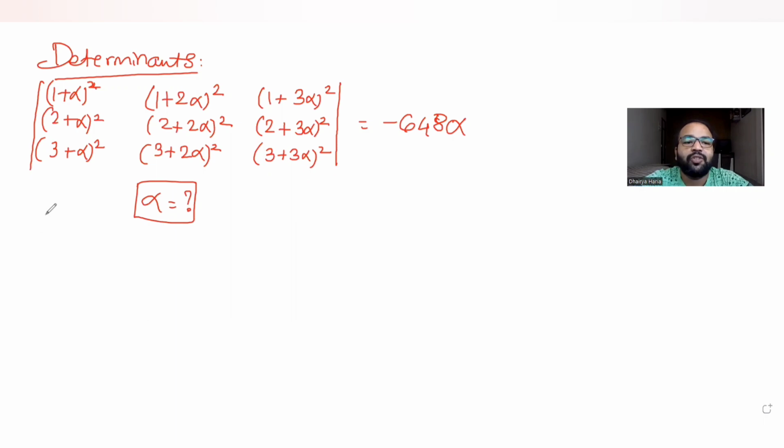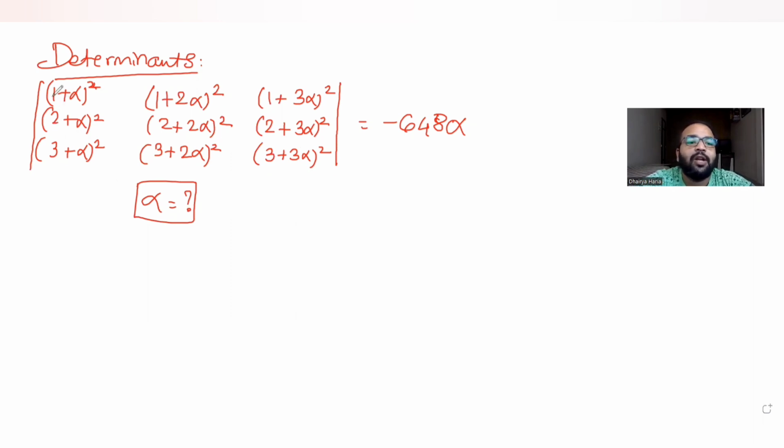Let's see today's question. So today's question is from the topic of determinants. And in this question, we have been told that the determinant of these 9 elements is equal to minus 648 into alpha, where we need to find the value of this alpha. So first of all, let's understand how to solve this question.